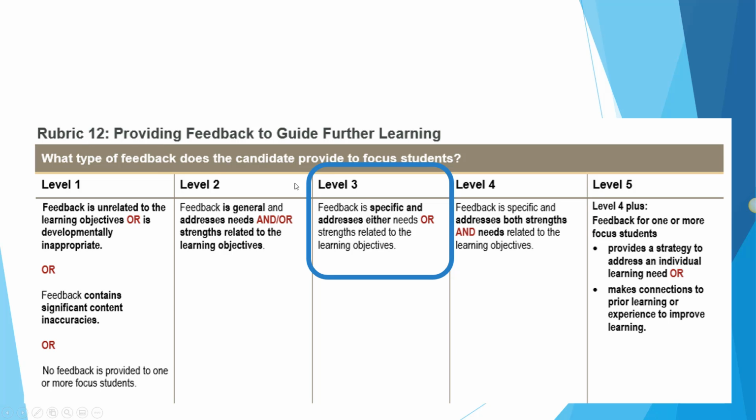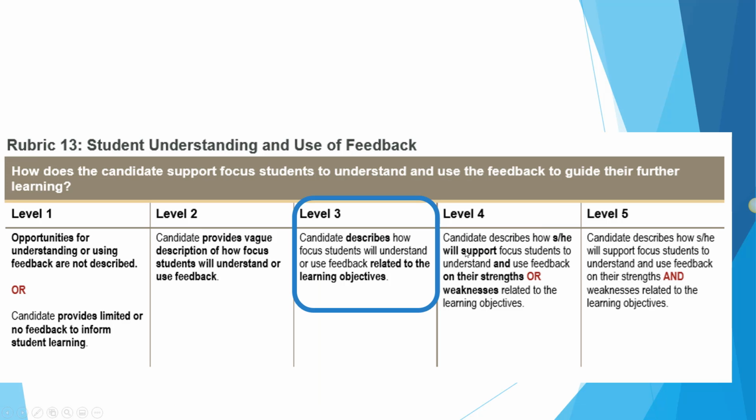This rubric 12, they're looking for feedback that's specific, and I think you should shoot for 4s here. Addresses both strengths and needs. Just make sure it's specific. That's the key. If it's general, even if you do strengths and needs, you'll get a 2. And a lot of people did get 2s, I noticed last year. Work on specific feedback for both strengths and needs.